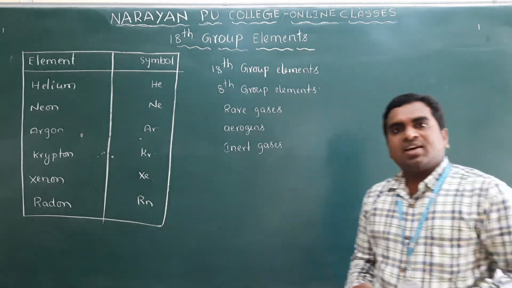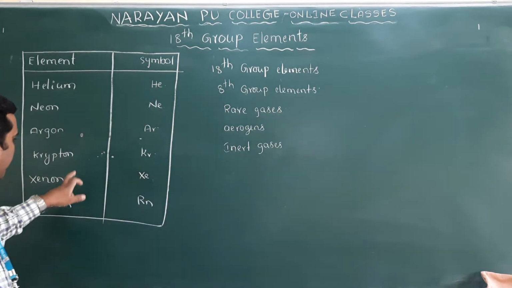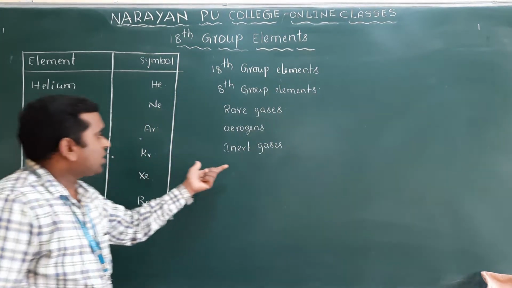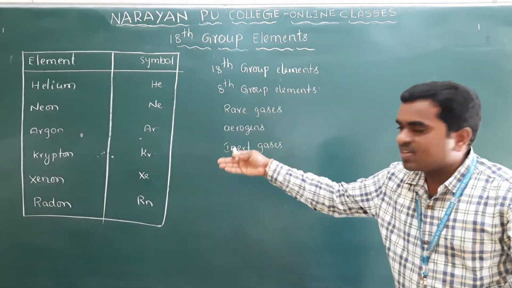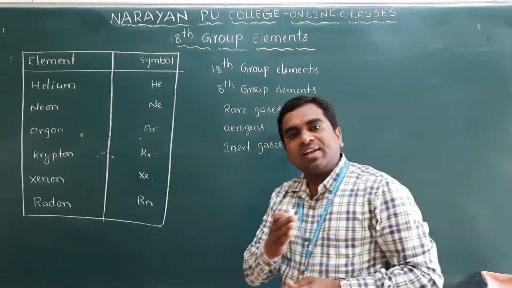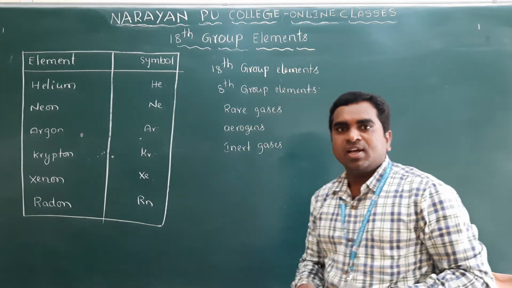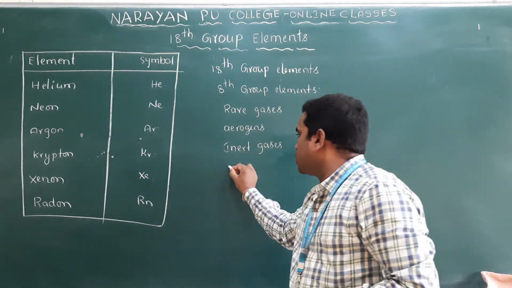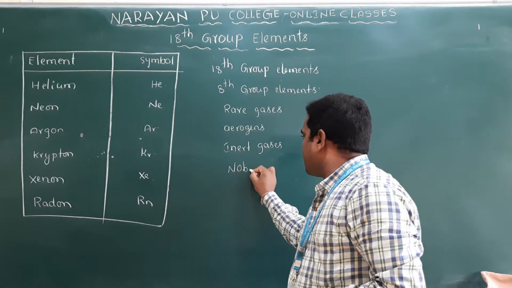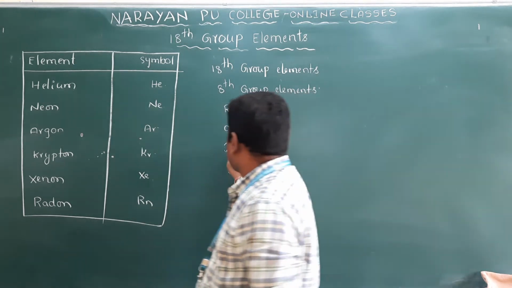Clear? But later, compounds of xenon and krypton have been prepared. So what does that suggest? It suggests that these gases are not completely inert. They are not completely inert. So that's why the name was changed to noble gases. Why has the name been changed to noble gases?